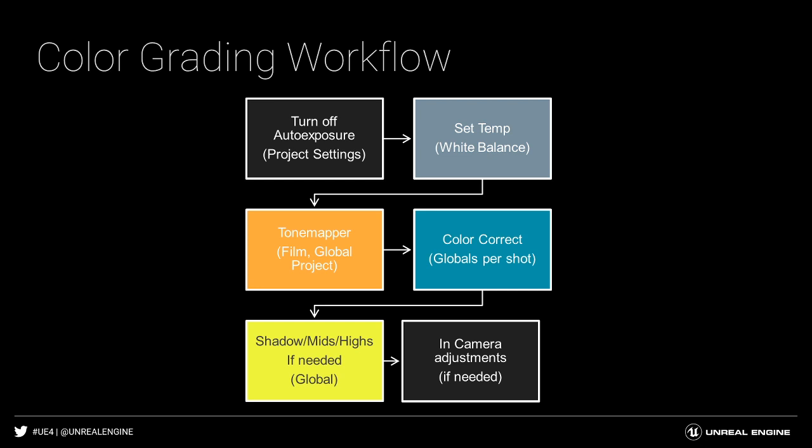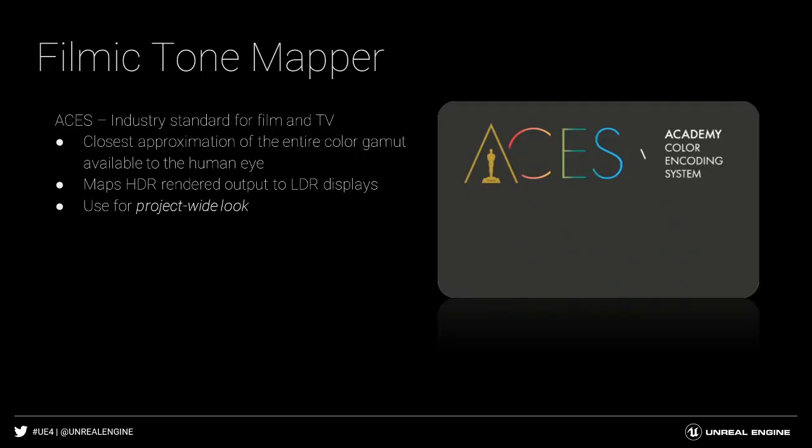You'll see in the color correction workflow that the first option you'll have is global settings, and generally you want to adjust your global settings first, and then if you need to, go back and adjust shadows, midtones, and highlights separately. The Filmic Tone Mapper inside of Unreal uses the Academy Color Encoding System, or ACES, which is industry standard for film and TV. It's the closest approximation to the color gamut available to the human eye. And what it does is it maps HDR renders which come out of Unreal to low dynamic range displays.